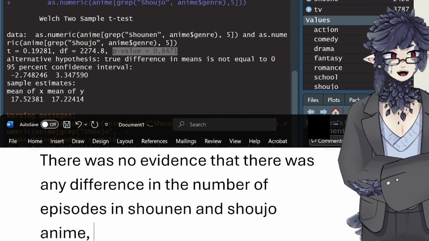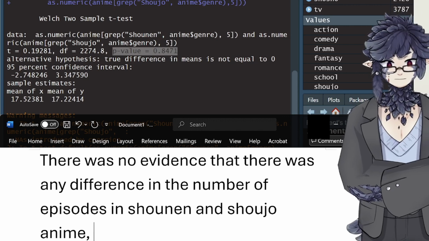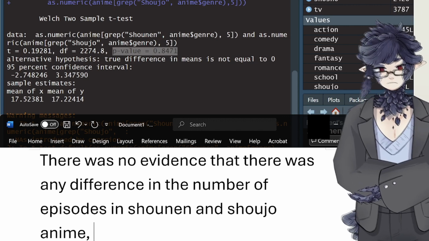There's a million ways I could have phrased this. I could have written this out a million different ways, as long as I'm getting across the point that these are my two groups and there was no difference.